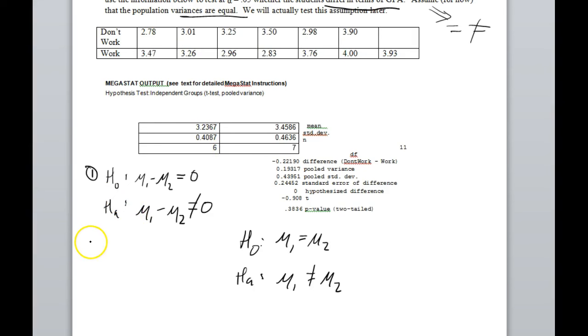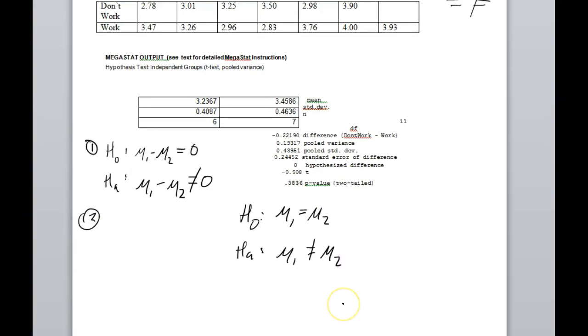Okay, so 2 is always us talking about our significance level. What significance level did we say we were using in the problem? 0.05. So let's do that. So alpha level of 0.05.